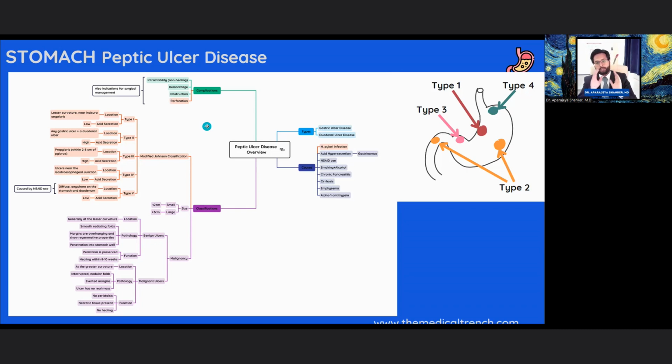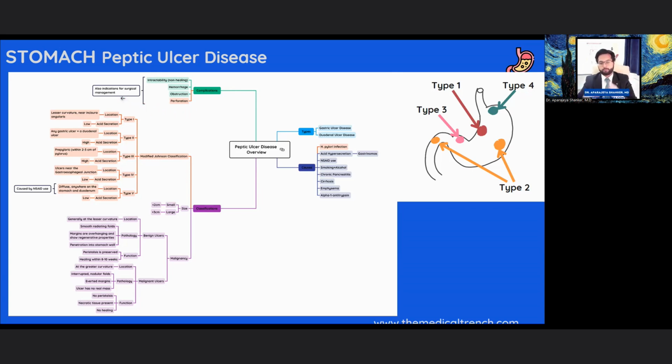But when you're writing your essay about peptic ulcer disease, there are two things from this slide that you need to mention. The first is the modified Johnson's classification, right? The cause, which is the H. pylori infection, more often than not, and the complications. Because complications here, intractability, hemorrhage, obstruction, and perforation, are also the indications for surgical management.